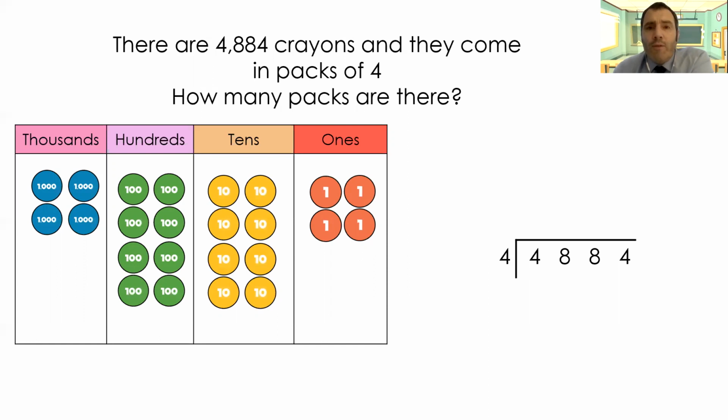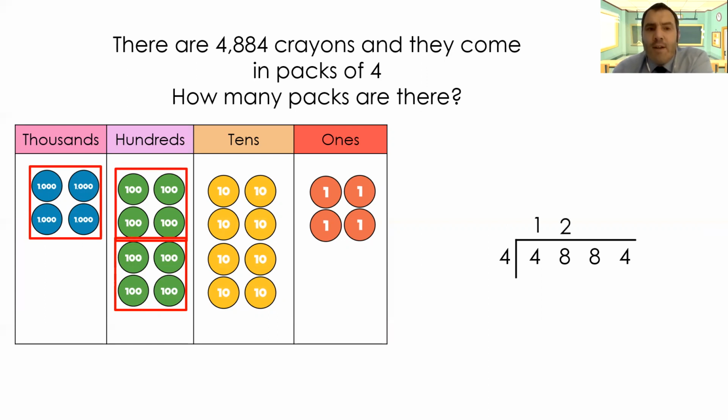So what I'm going to go through now is I'm going to go through this and I'm going to look for groups of 4 because that's the packet size. So my thousands, I've got 4, nice and easy in there. So I'm going to take those 4. And if I'm using the written method, I've got 1 to go above the 4. 4 divided by 4 is 1. I go to my hundreds. I've got 2 lots of 4. 8 divided by 4 is 2.